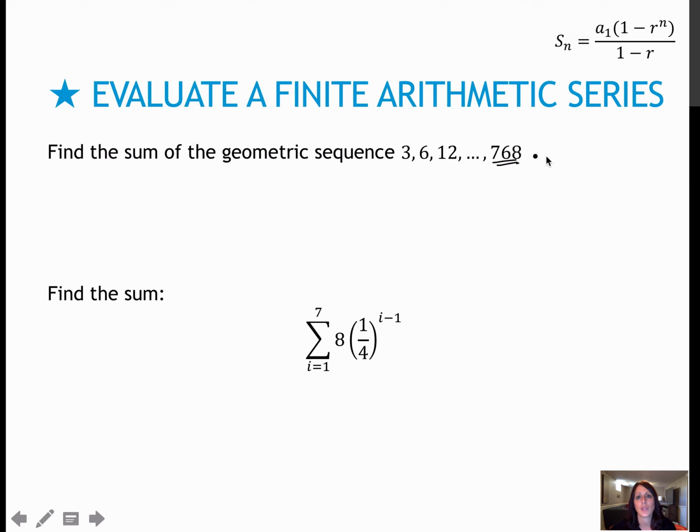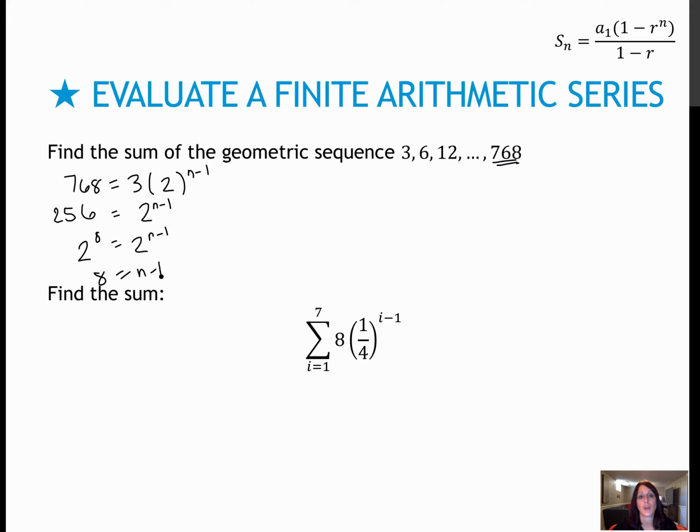So I would actually have to go ahead and find that 768 is equal to the first term, and then the ratio, which is 6 divided by 3, or 2, to the n minus 1. So I would divide each side by 3, which is 256 equals 2 to the n minus 1. 256 is a base 2 number, so it's actually 2 to the 8th equals 2 to the n minus 1, which means 8 is n minus 1, which means n must be 9.